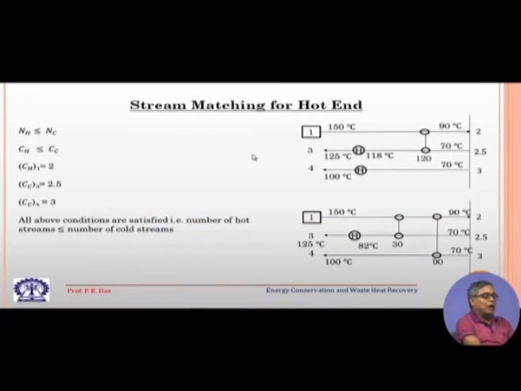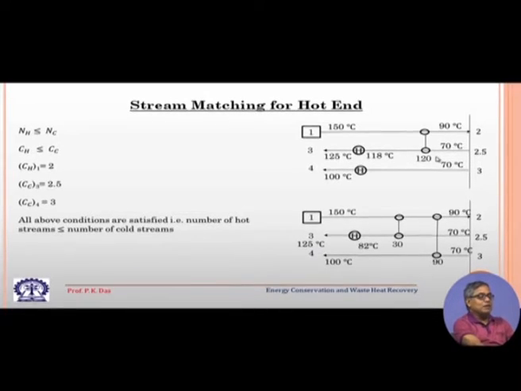So, this is the hot end. For the present problem of hot end, there are three streams. One stream starts from 150 degrees Celsius, it goes down to 90 degrees Celsius. Another cold stream, the pinch point for the cold side is 70 degrees. So, from 70 degrees to 125 degrees Celsius, and another one is from 70 degrees to 100 degrees Celsius. These are not the supply temperatures of the cold streams.